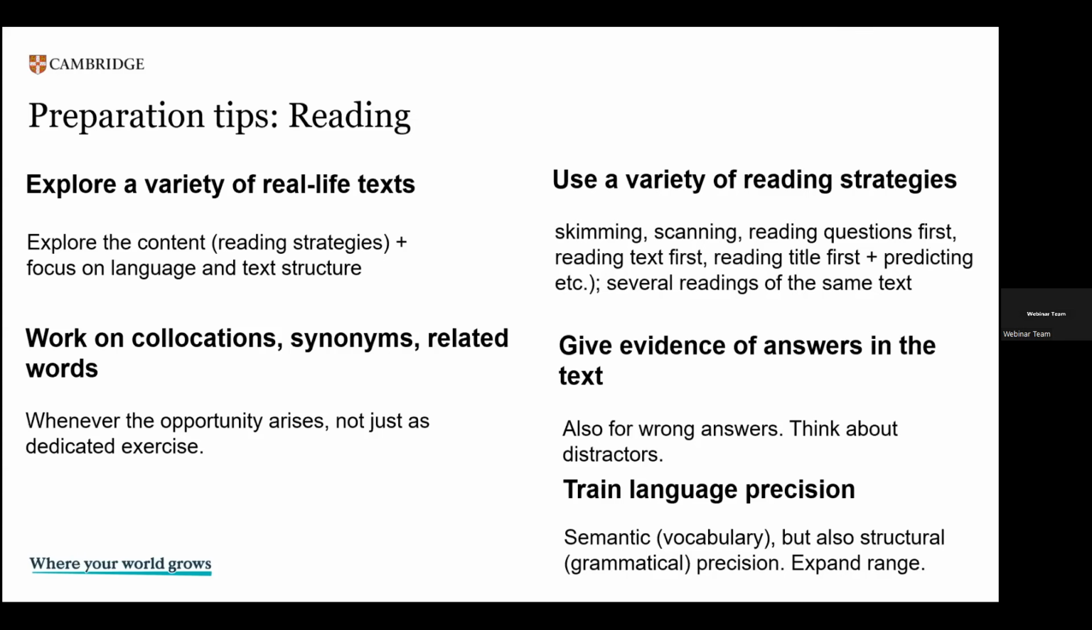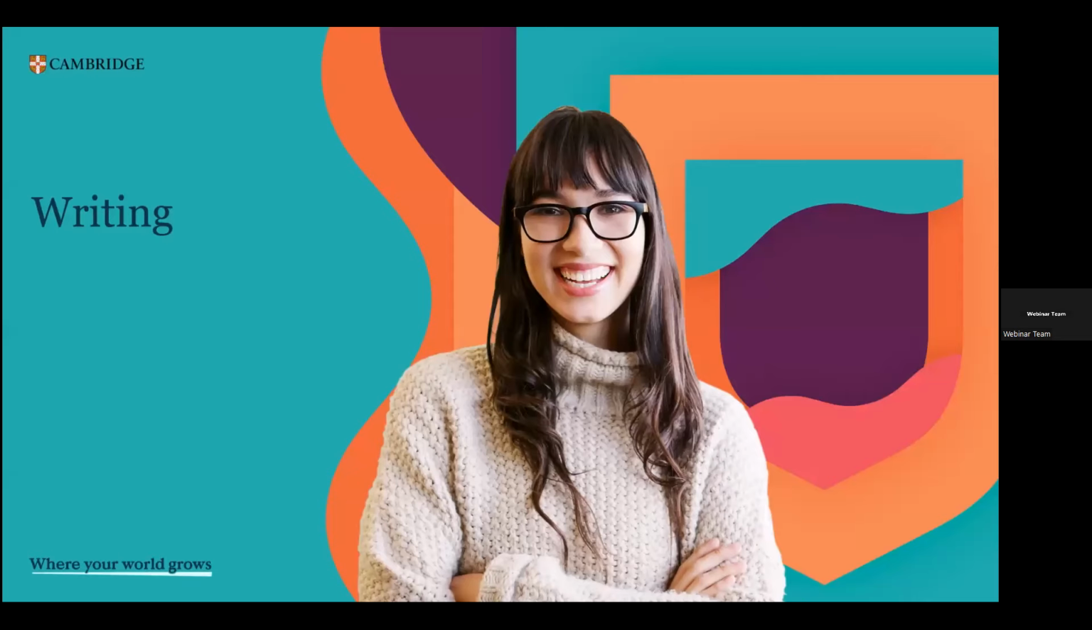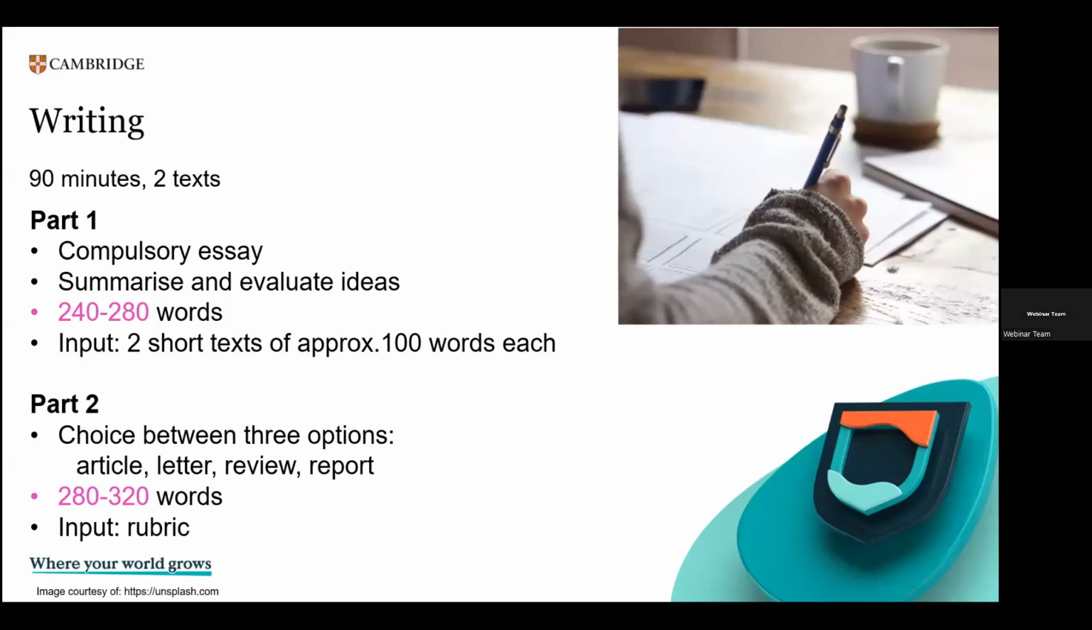Do your reading. Okay. I'm going to press on now. Have a look at writing. A lot of you said you didn't like writing. I can see why. The writing task has two parts. You have to do two pieces of writing. The first part, you always have to do an essay. And the essay is based on information which you draw from two texts. And those texts are about 100 words each. Okay, so you're doing quite a lot of reading before you start writing.